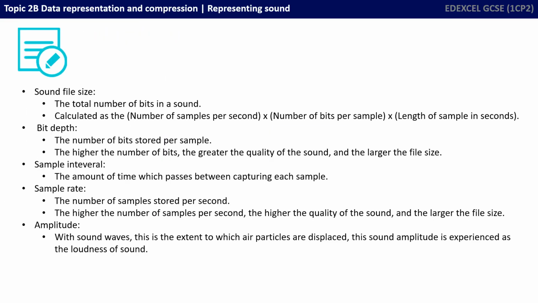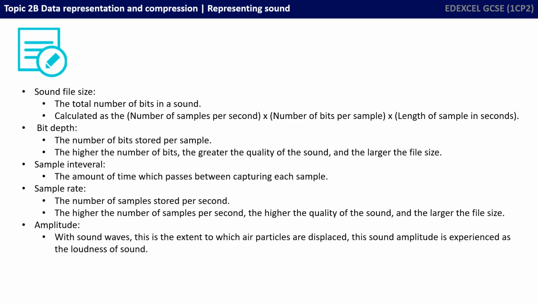So a solid grasp of understanding how sound is represented lies in you understanding the different terms, and they'll have slightly different meanings. So let's have a look. We've got a sound file size. That's the total number of bits in a sound file, and we calculate that as the number of samples we have to take per second times by the number of bits we need per sample times by the length of the sample in seconds. We then have the bit depth, which is the number of bits stored per sample.